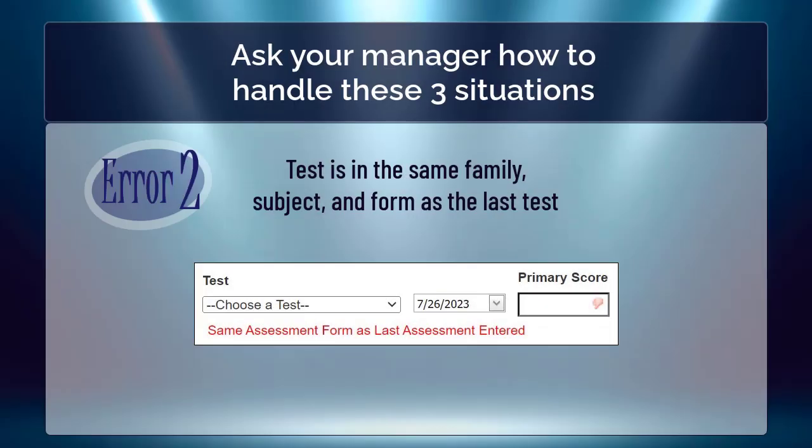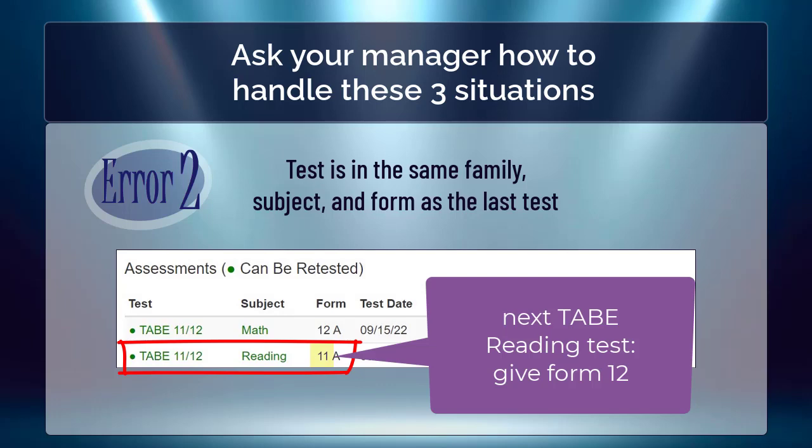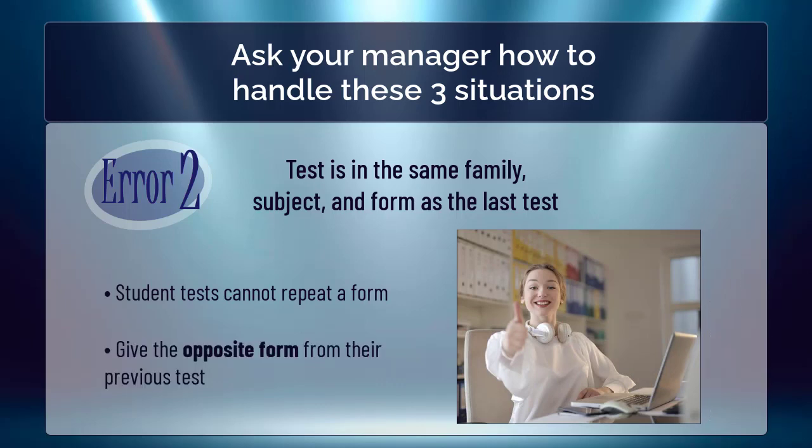Another thing that might happen is the test you entered is the same test family, subject, and form as their last test. For example, if the last TABE reading test was a form number 11, the next test must be form 12. Testing rules say that students must not repeat a form. Instead, they should be given the opposite form from their previous test.